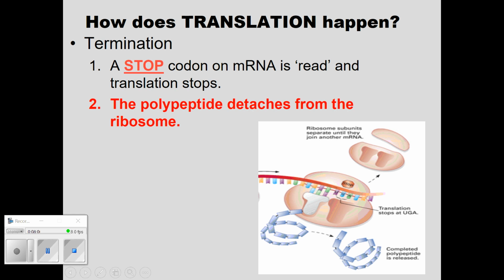Termination is the last step. A stop codon on the messenger RNA is read, and the polypeptide then will detach from the ribosome. So this protein is going to come off of the ribosome when it is done, so that it can be used in the body or the cell wherever it is needed.